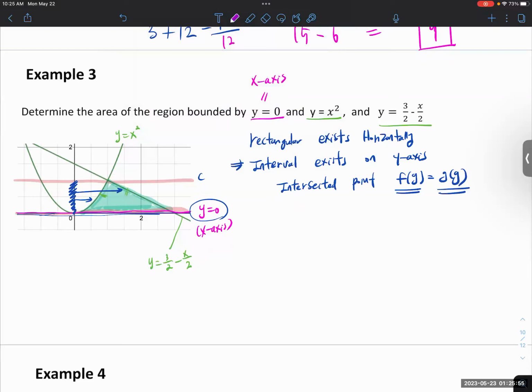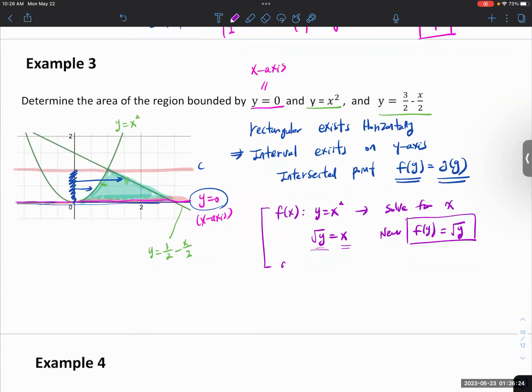So we have f of x, let's say y equal to x squared. You solve for x, so x equals radical y. This is your new f of y. So the new f of y will be radical y. Are you following? We solved for x, so we are writing with respect to the y variable. Same thing for g: y equal to 3 over 2 minus x over 2, correct? So solve for x.